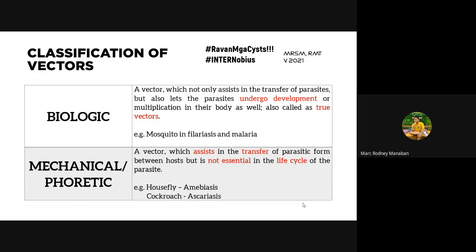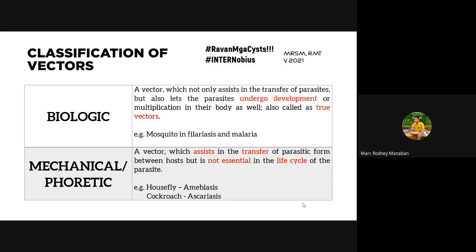Yes, in filariasis and malaria, mosquito is involved in the life cycle of the Plasmodium species for your malaria. So if there are no mosquitoes, then the Plasmodium species will not further develop in its life cycle. Okay, so dili ma-complete iyahang life cycle. Alright, so that's the purpose of your biologic vectors. It takes part also in the life cycle of the parasite.